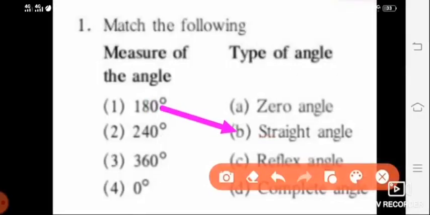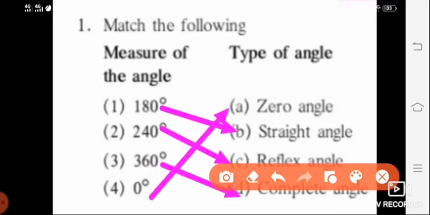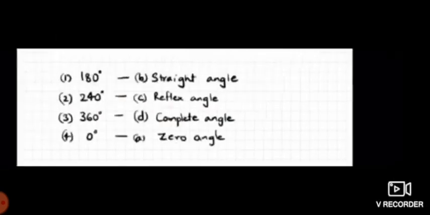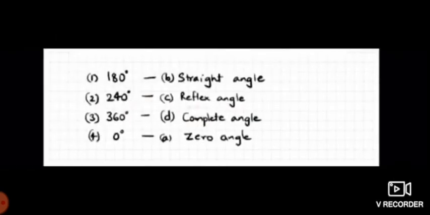Next one, 240 degrees. It is more than 180 degrees but less than 360 degrees. That means it is a reflex angle. Next, 360 degrees. 360 degrees means complete angle or complete circle. So it is a complete angle. And the last, 0 degree, means zero angle. Did you get the answer? So how to write this? You are going to write it in your CW in this way.